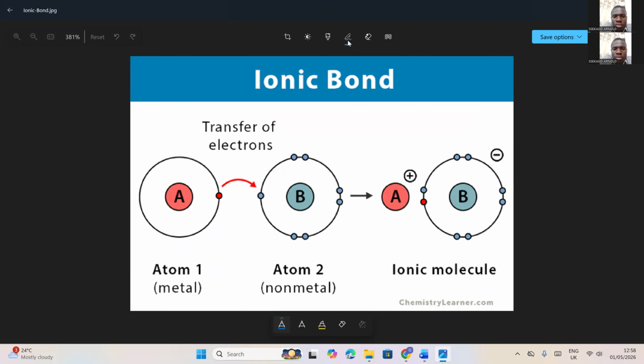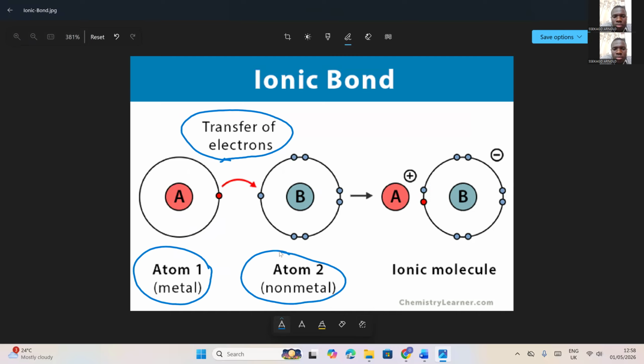Very good. So you can see that here we have transfer of electrons. That is how an ionic bond is formed: transfer of electrons from a metal to a non-metal. For example, this is an example of a metal, sodium. Sodium is element 11, with electronic configuration 2, 8, 1.